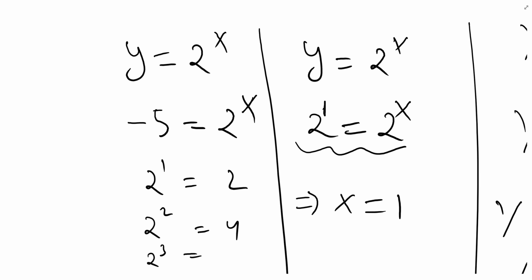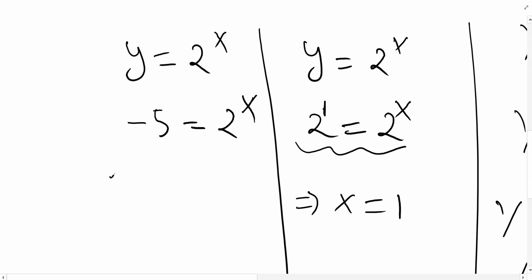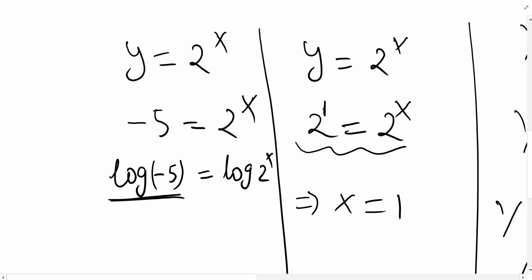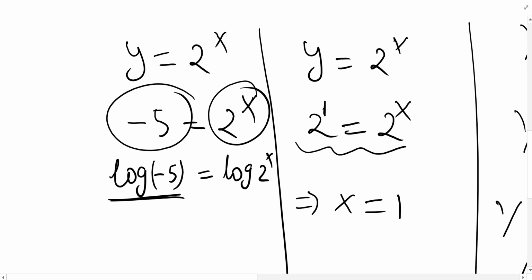So that means it is impossible to get that number. Secondly, if you take log on both sides, we know that log is not defined for negative numbers. So log of that number doesn't exist. Therefore, such an x doesn't exist, which makes this side equal to that, right?